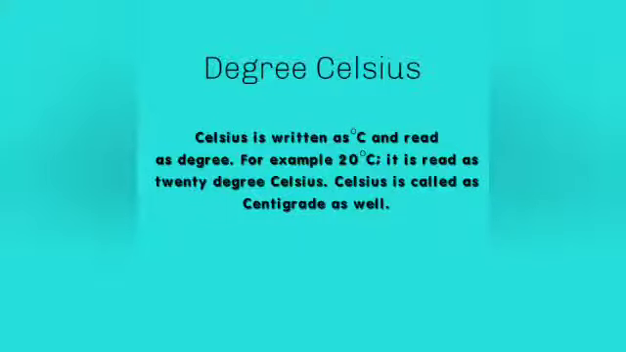Degree Celsius is denoted with a capital C along with a degree symbol. The small o on the top left of the C is degree, and C represents Celsius. For example, 20 degrees Celsius. What is the temperature outside? It is 20 degrees Celsius. Or 32 degrees Celsius. Usually on a normal warm day, our temperature would be 32 degrees Celsius.